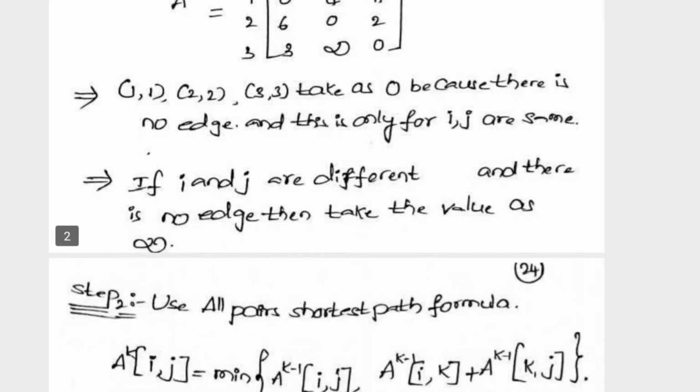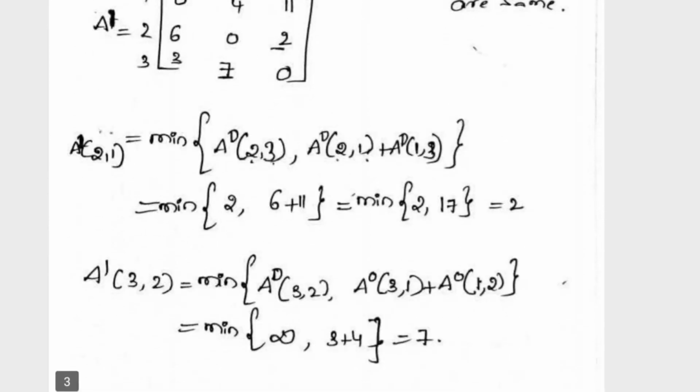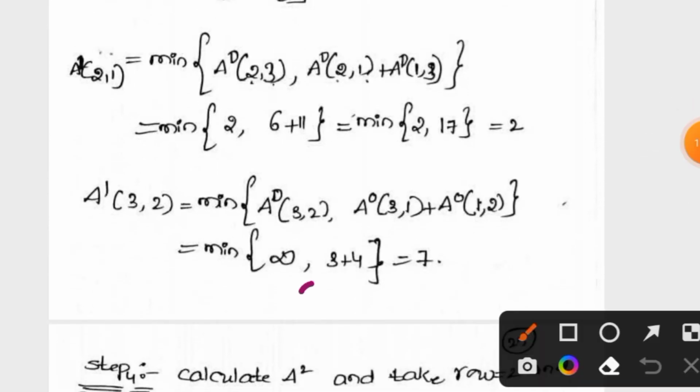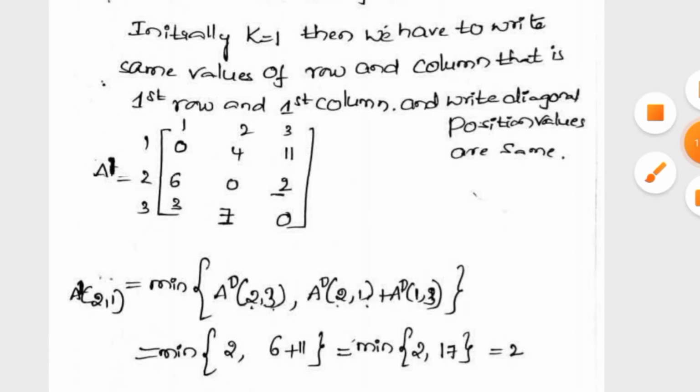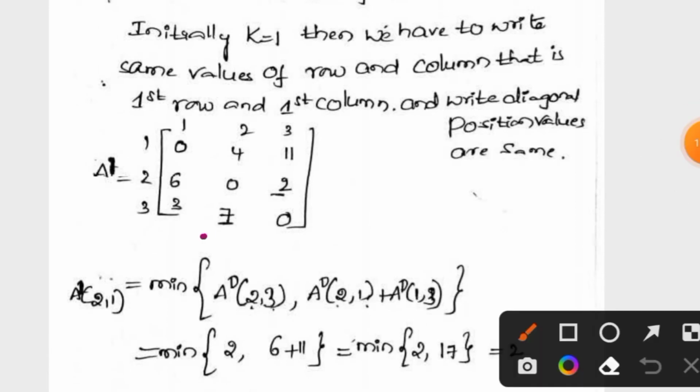So we have to take the 3, and we have to take A power 0, 1 comma 2 value from the graph, which is 4. So we have to add them, and take the minimum. This value is 7, so infinity comma 7 is there. So we have to take the lesser, the minimum value, that is 7. So we have to write this value in the matrix, that is A power 1. So the value is 7.